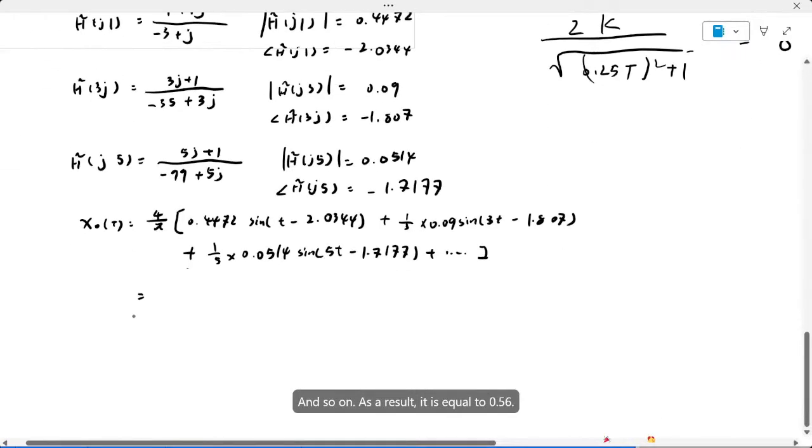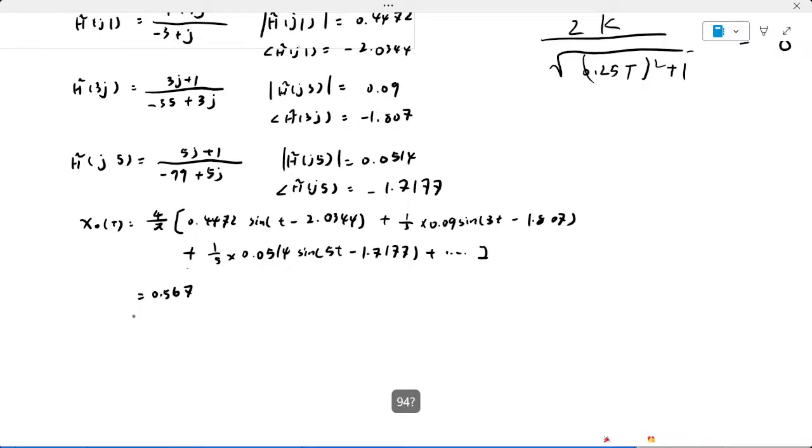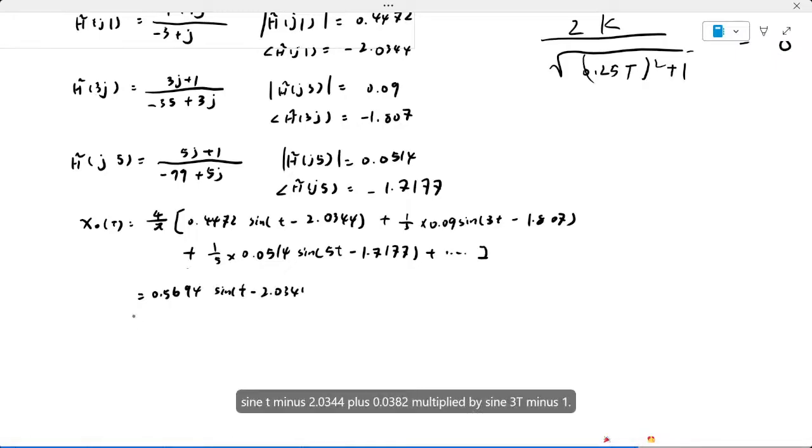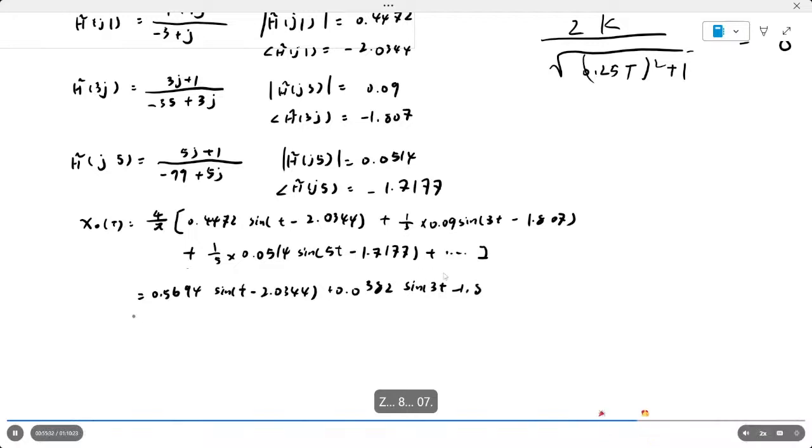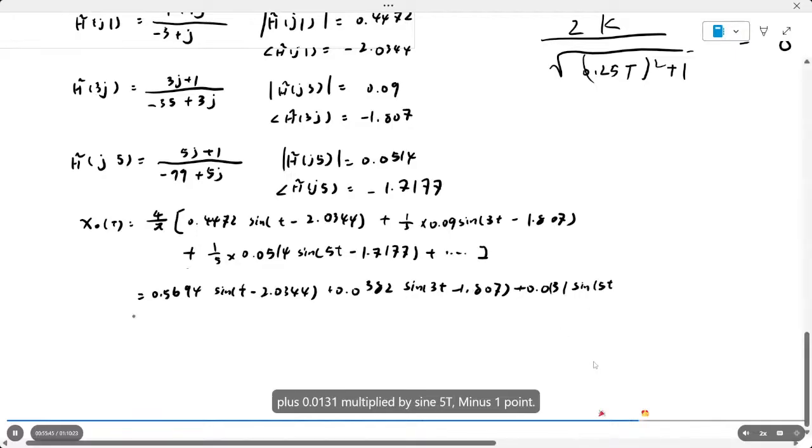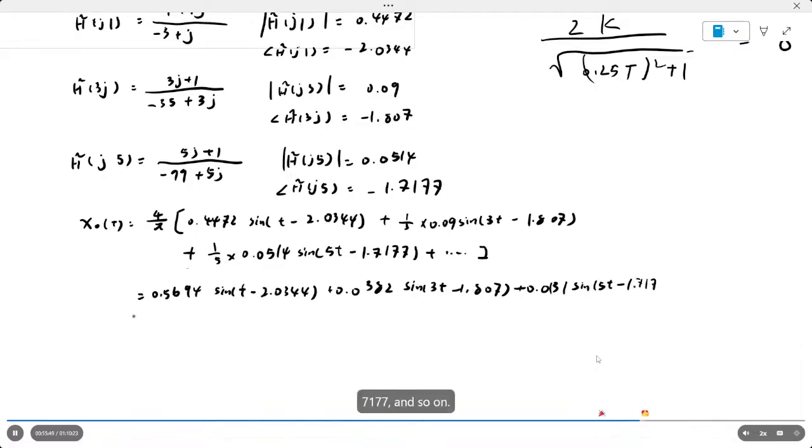As a result, it is equal to 0.5694 times sin(t minus 2.0344), plus 0.0382 multiplied by sin(3t minus 1.807), plus 0.0131 multiplied by sin(5t minus 1.7177), and so on.